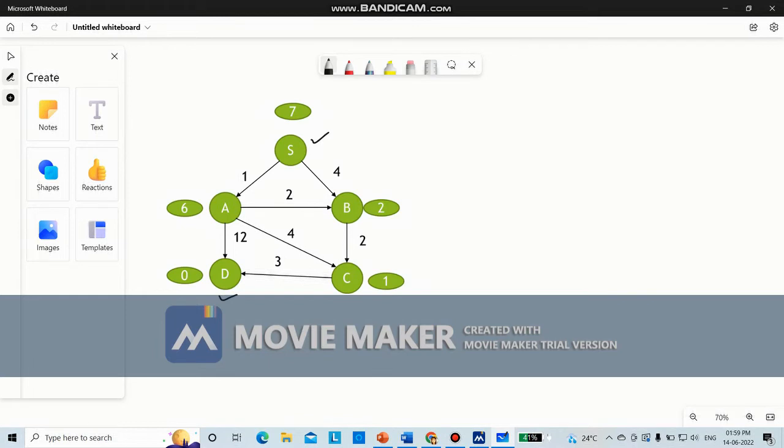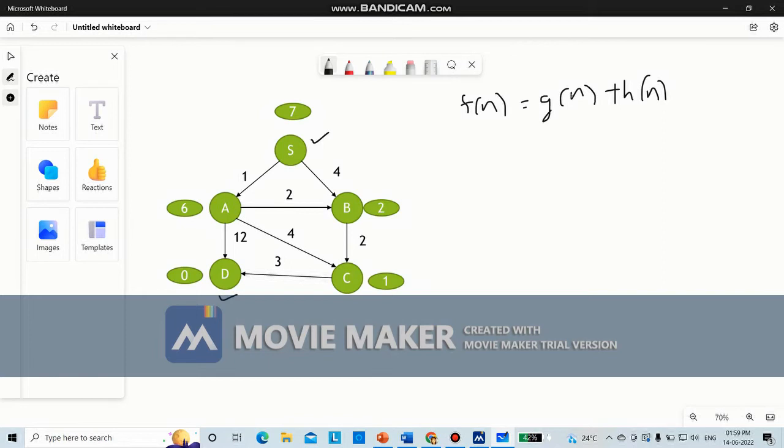Now we need to calculate the f of n for each of the nodes. So what is f of n? F of n is G of n plus H of n. So f of n is the heuristic fitness number or estimated cost, which is equal to G of n, that is the cost to reach a particular node, plus H of n, which is the heuristic function, that is the cost to reach the goal node.